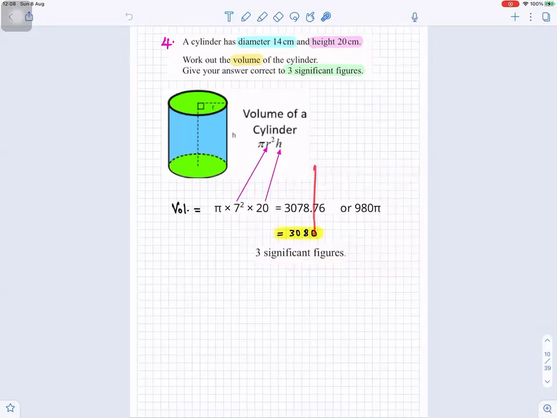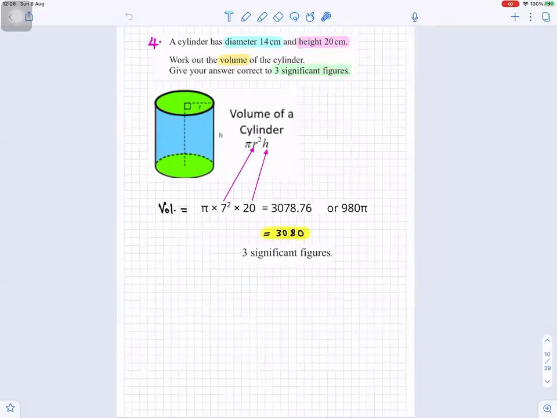If you put a line there, 7 becomes 1, you add it to 8. So 3080, put a line there. Take that, add it there, becomes 8. 3080 to 3 significant figures.